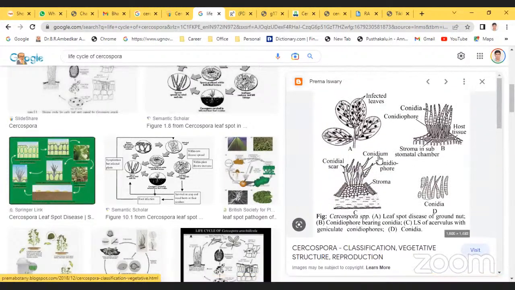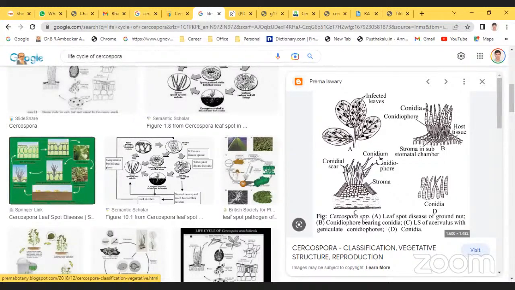So your right side, this slide is visible. Yes, sir. So here, when cross section of this diseased groundnut leaf, the first one is the infected leaf. You observe the diagram. A, it is the leaf spot disease of the groundnut, and then the asexual fruiting body of Cercospora is called acervulus.